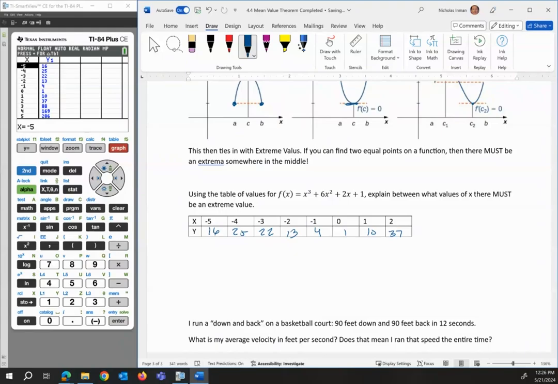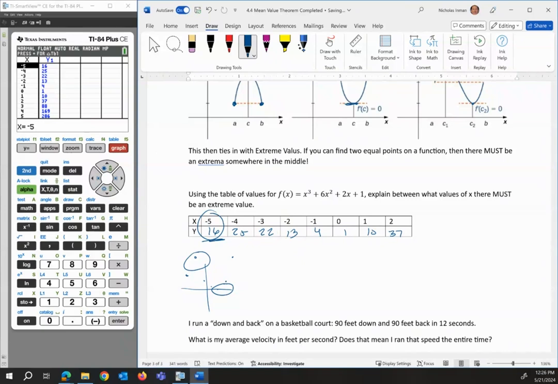So we're at 16. We go up to 25, back down to 22, down to 13. Well, somewhere between here and here, our two function values were equal. We started at 16. We went up to 25, back down to 13, down to 4, down to 1, but then back up to 10 and 37. So I know I've got to have an extreme value somewhere in there, and I know I have to have an extreme value somewhere in here.